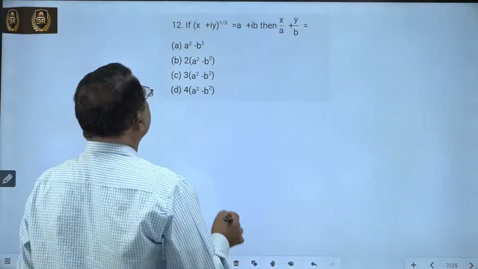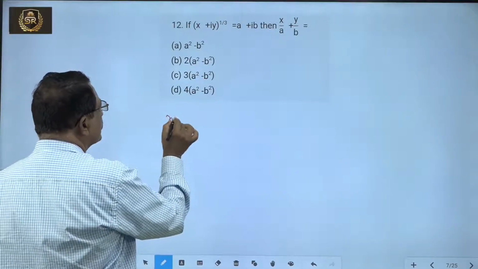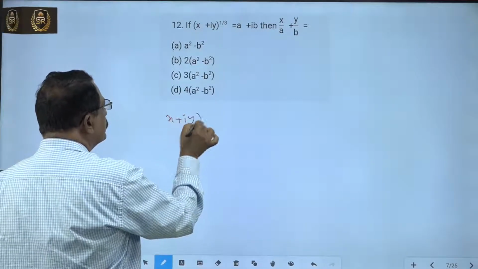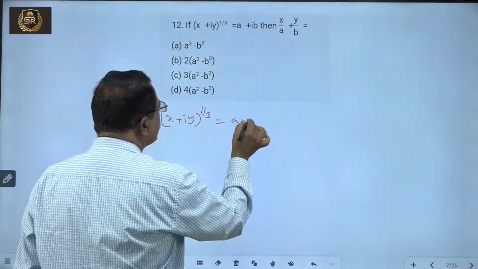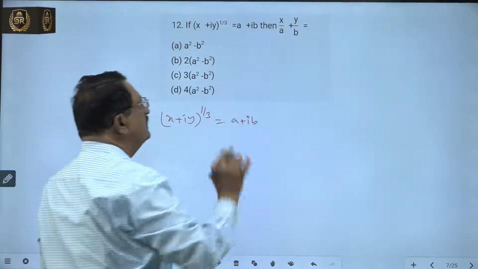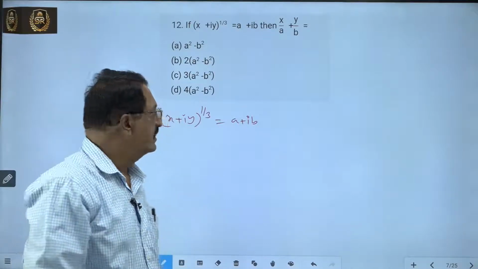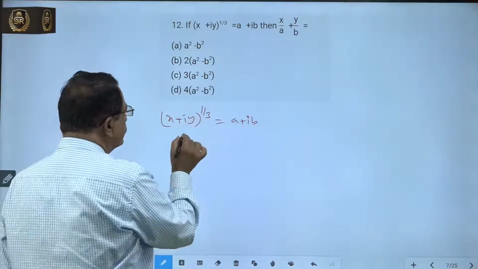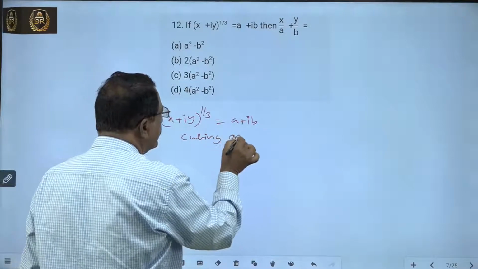Next, if (x plus iy) whole to the power of 1 by 3 equals a plus ib, we require the value of x by a plus y by b. Now cubing on both sides.